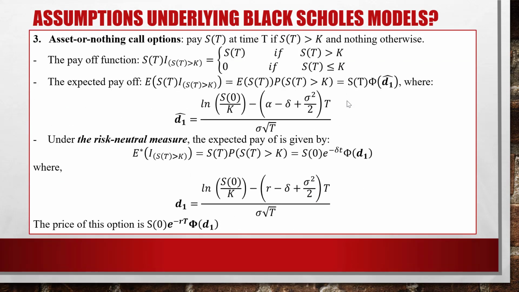The third model is the asset-or-nothing call option. This option pays S(T) at time T if the stock price is greater than K, and nothing otherwise. The payoff function is S(T) times the indicator function, and it should be equal to either S(T) or 0, depending on whether the stock price is greater than K or less than or equal to K.